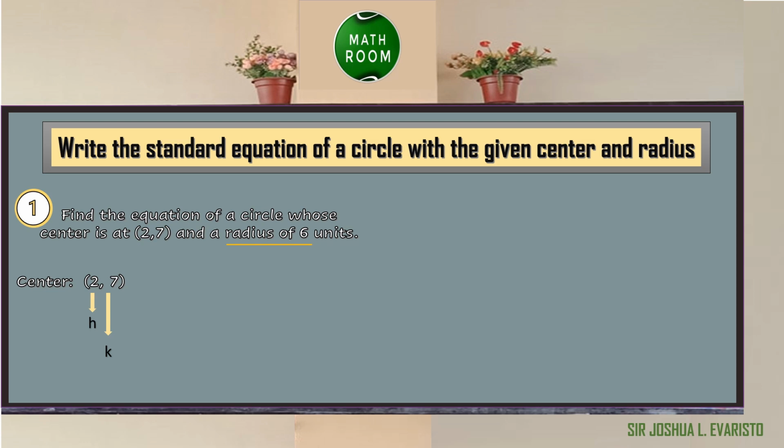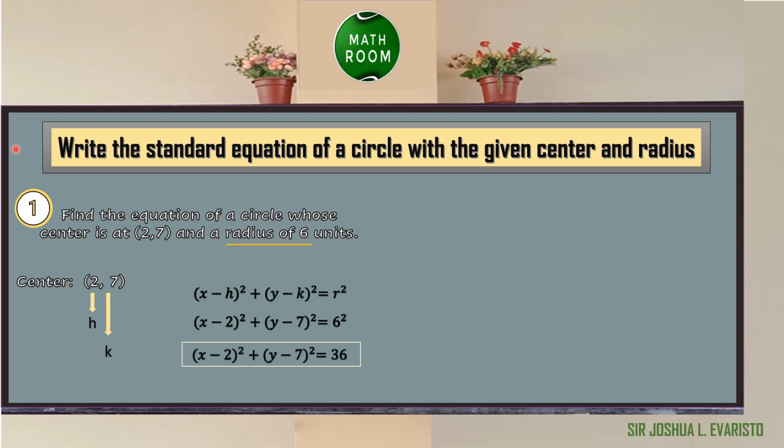Since the center is not on the origin, we will use the first equation. Quantity x minus h quantity squared plus quantity y minus k quantity squared is equal to r squared. Then substitute the given values, 2 for h, 7 for k, and 6 for r. So we have x minus 2 quantity squared plus y minus 7 quantity squared is equal to 6 squared. Simplify 6 squared, we have 36. So the standard equation of a circle is quantity x minus 2 quantity squared plus quantity y minus 7 quantity squared is equal to 36.